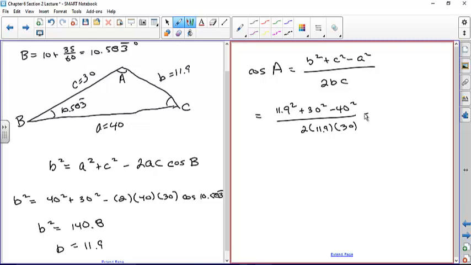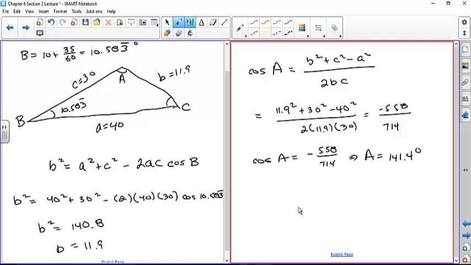So let's see what happens. 11.9 squared is going to be close to 142. I would think this squared plus that squared is probably still going to be less than 40 squared, but not by a huge amount. So you get negative 558, which you have to look at relative to the denominator. So 2 times 11.9 times 30 is 714. Okay, but it is negative. So the cosine of angle A, since it's negative, means A is going to be greater than 90 degrees. So A is the inverse cosine of negative 558 divided by 714. And I get 141.4 degrees.